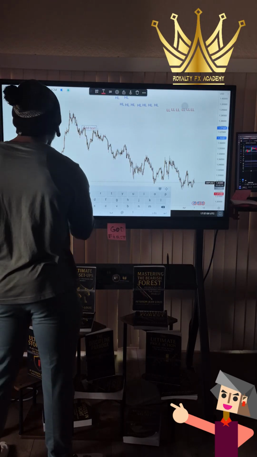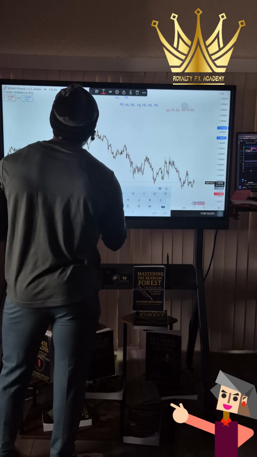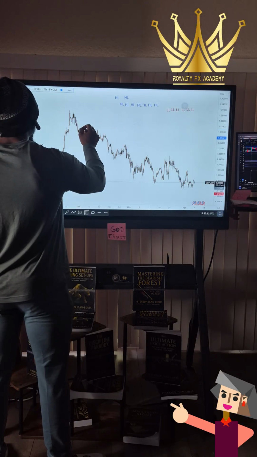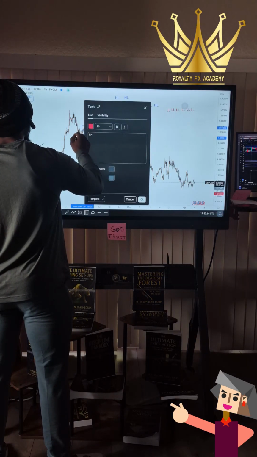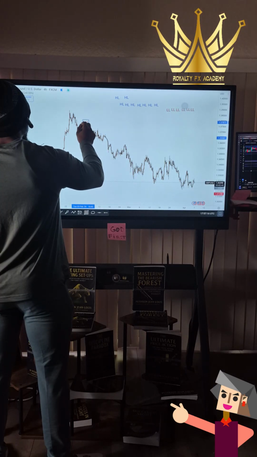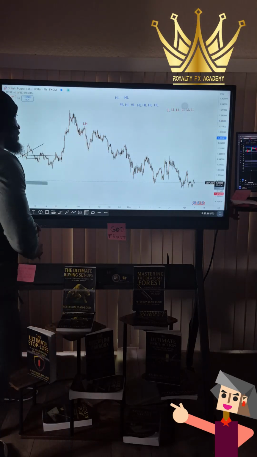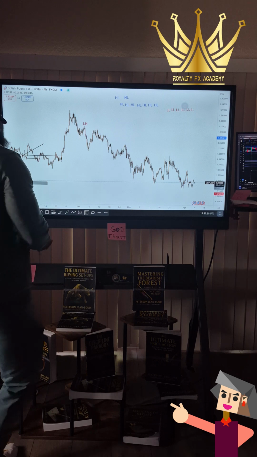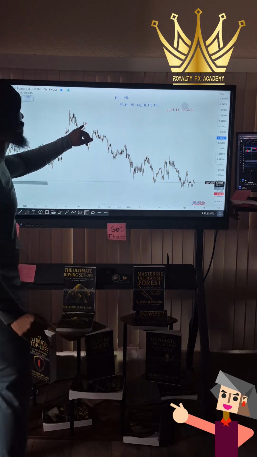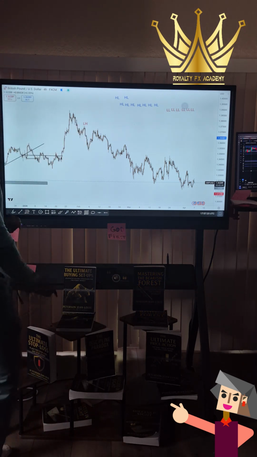Okay. Even though it's high, right? It's gonna be, all right, that's a low high. Why? Because it's lower than the previous high points, right?